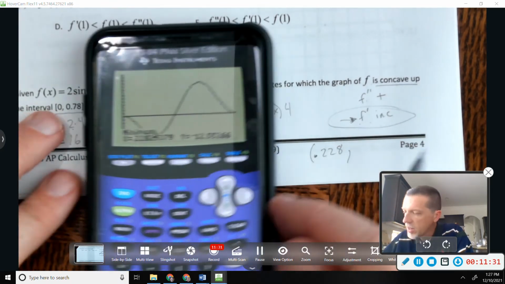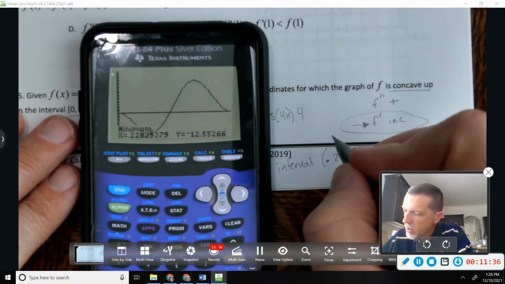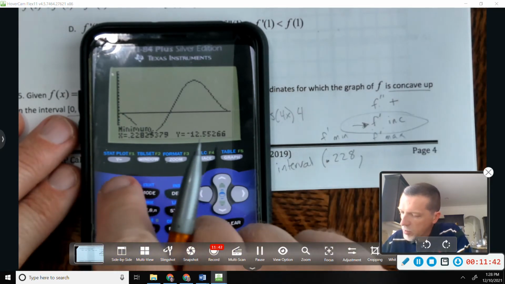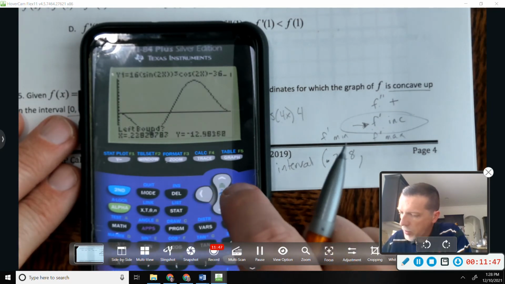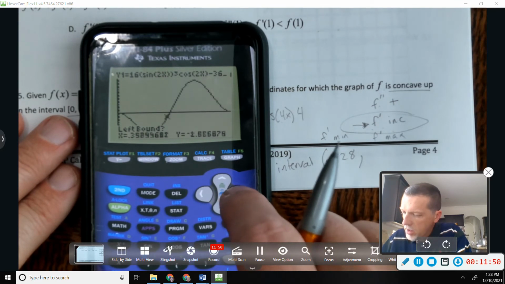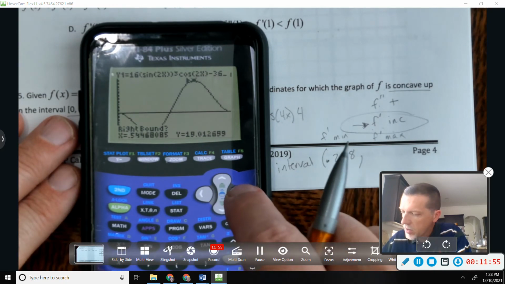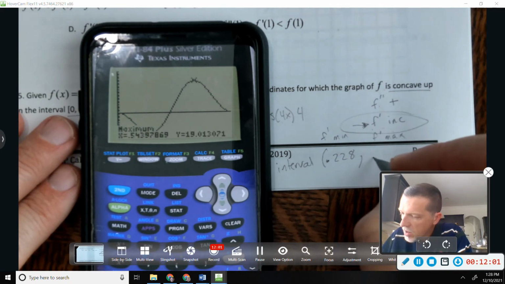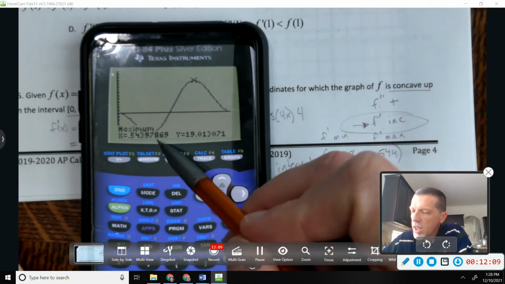Now again, this is not an ordered pair. This is an interval. So from 0.228, where f prime is a minimum, to wherever f prime is a maximum. Again, it's taken a while, but you have the time on the calculator part of the test. Right bound, guess. 0.544. So from 0.228 over here to 0.544, f prime is increasing.